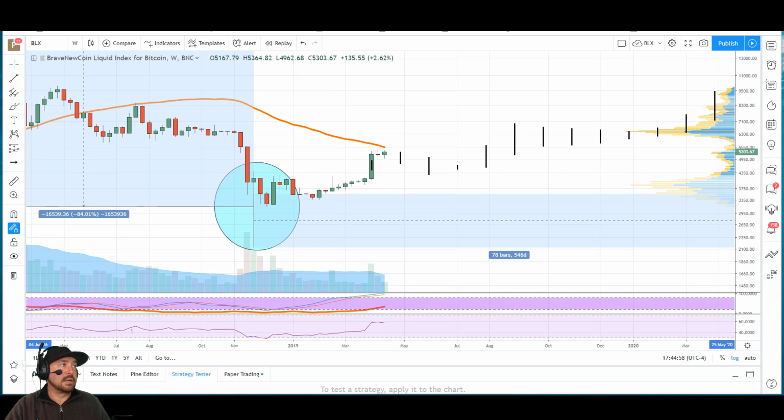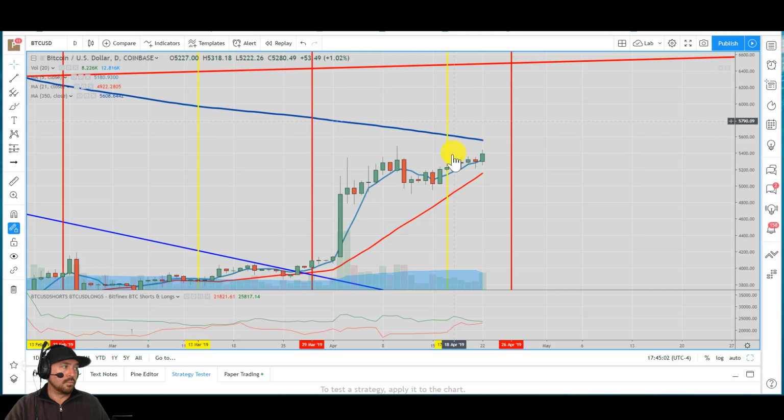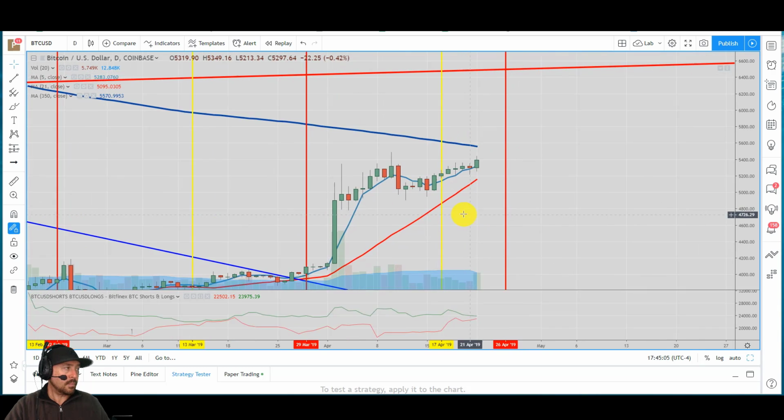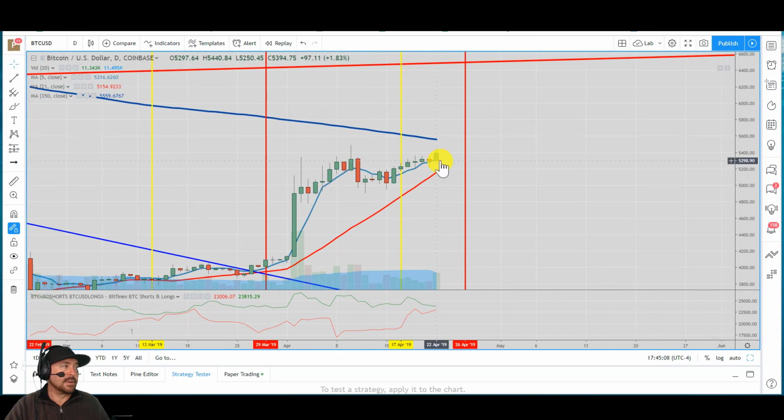The next thing we want to take a look at would be the expiration on the CME contract. And the reason for that is because a lot of times what will happen is you'll see price, especially if price moves pretty aggressively into that contract expiration, that it rolls over.